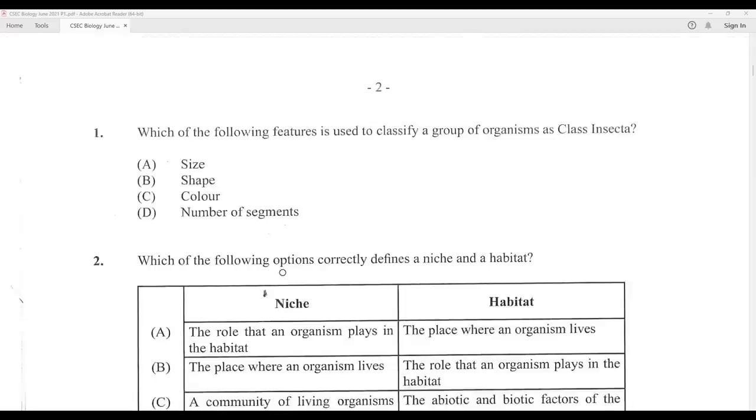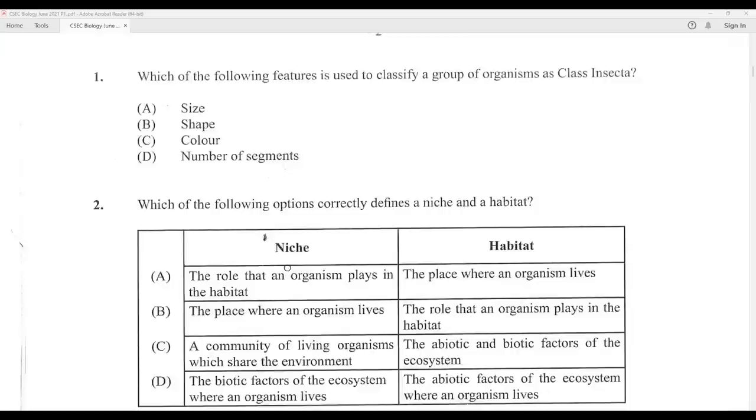So let's jump into it with question 1. Which of the following features is used to classify a group of organisms as class Insecta? And that is the number of segments. Insects have 3: head, thorax, abdomen.